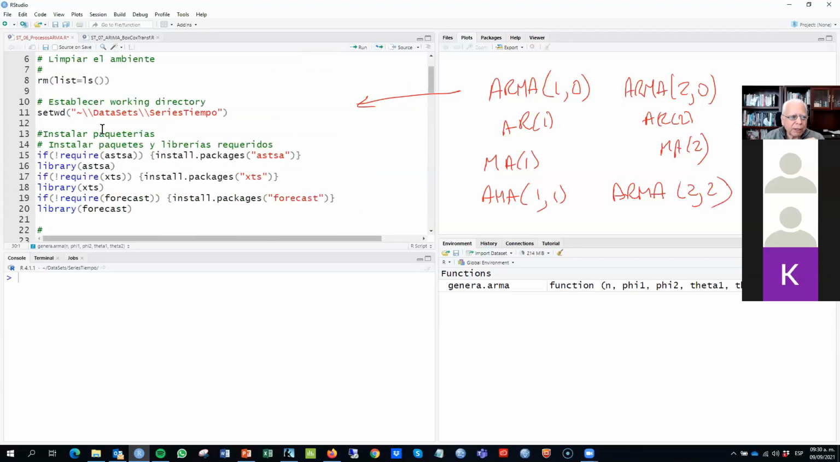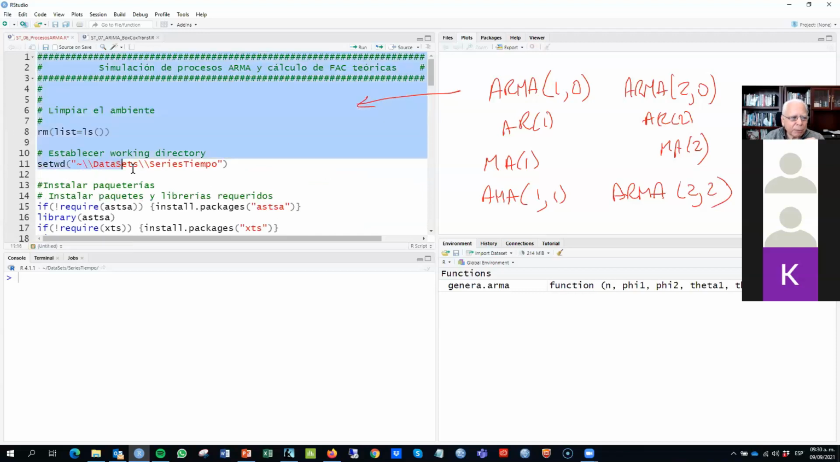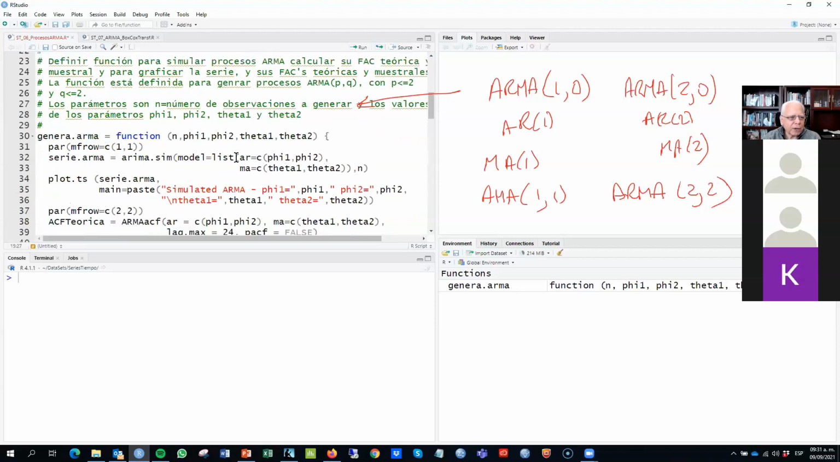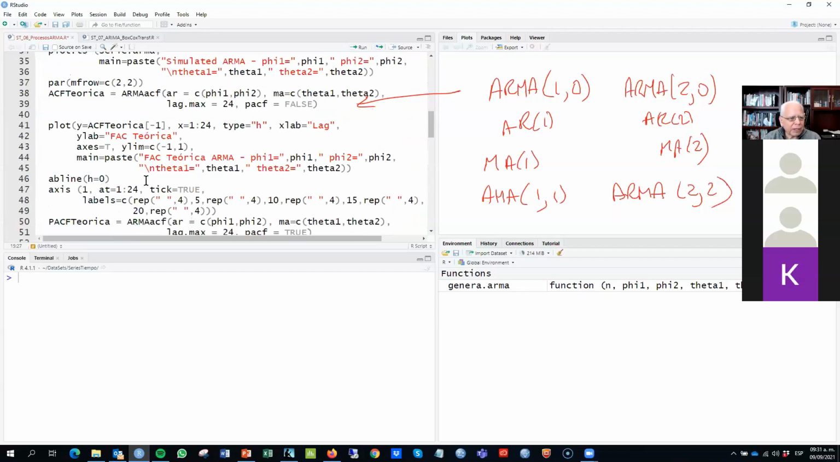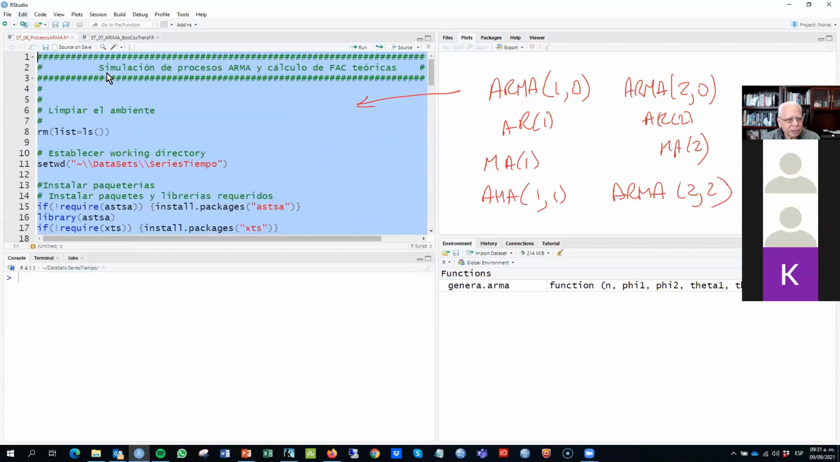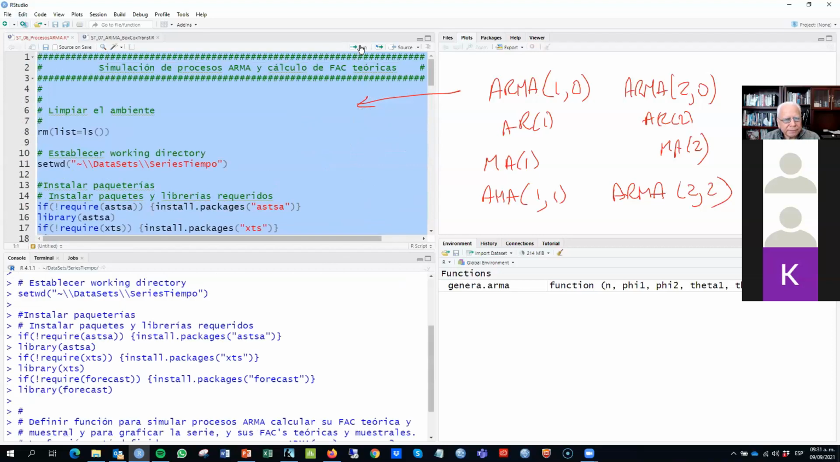So download that script. We're going to generate several series and look at the theoretical and the actual autocorrelation functions and partial autocorrelation functions, because those two used together will help us identify the orders of the polynomials. So run up to the function, finish running the function, and that's about all for this part. Just run that.